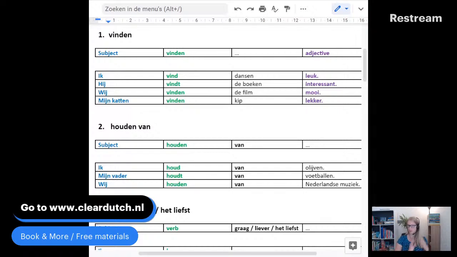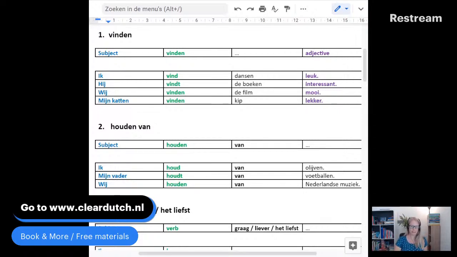So the structure is subject, the conjugated form of houden that matches with the subject, van, and then the thing you like. This can be a thing like kip, or it can be a verb like zwemmen, to swim. I like swimming or I like chicken. So it can be an action or a thing that you like.